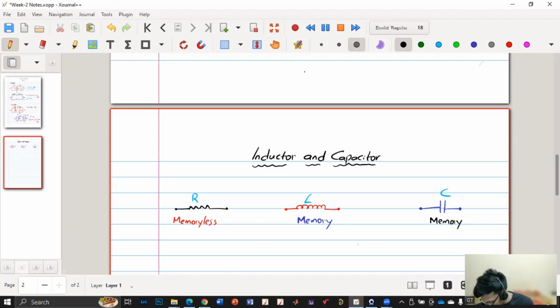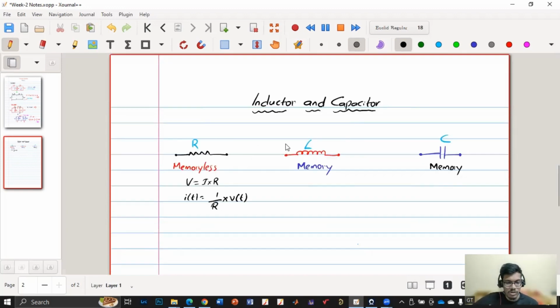So let me write it. V is equals to IR. So when I say V is equals to IR, it means the current that is flowing through resistor needs the voltage information at that particular moment, not any voltage information in the past, only at that particular moment. So I of t is only dependent on V of t. So from this I can write I of t is equals to 1 by R into V of t. So it is not dependent on what voltage is across the resistor few seconds before, or some few milliseconds before. It only needs the voltage across that resistor in that particular moment.